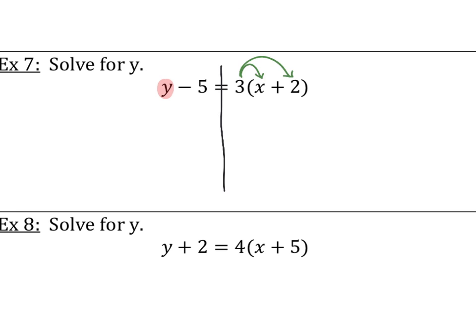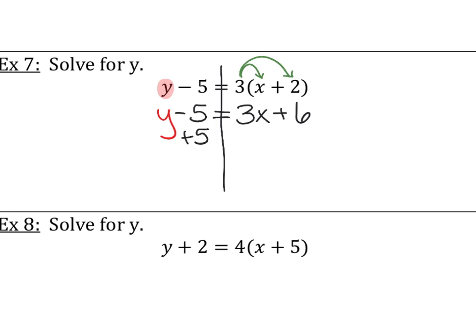Anytime there's a number in front of parentheses, we can distribute. I didn't change anything on this side, so I'm just going to rewrite down y minus 5. Then I'm going to have 3x and positive 6. Have I lost anyone? No, distribution, right? We've been doing that for a while. But remember, we're just trying to get that y by itself. What's on the same side of this equation as y? Negative 5.